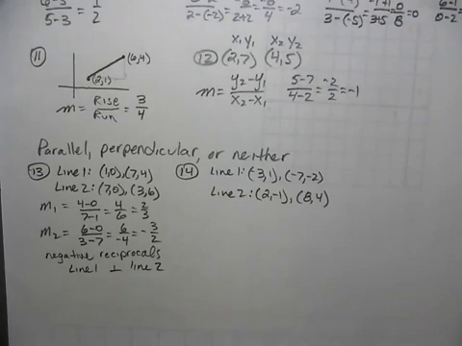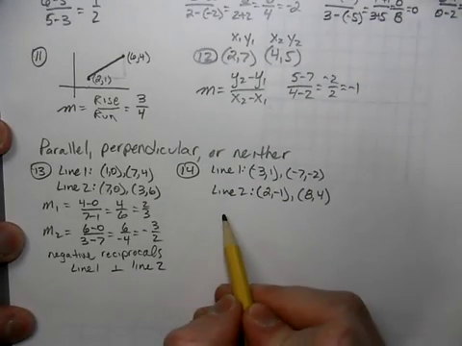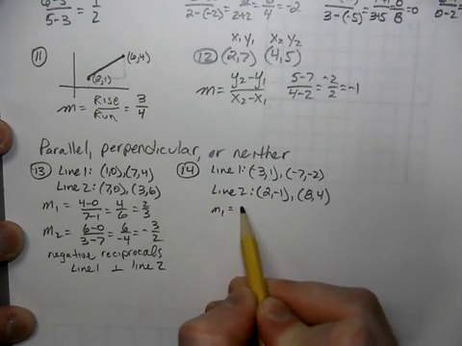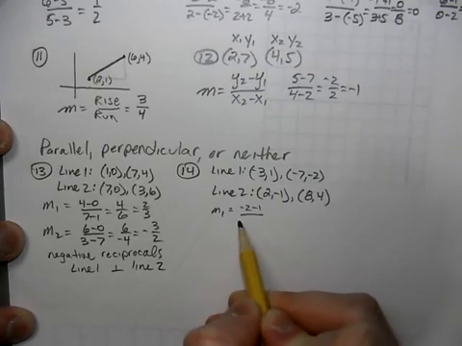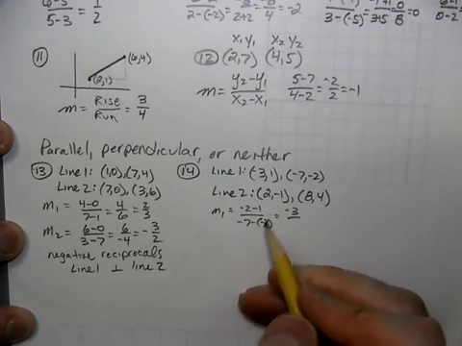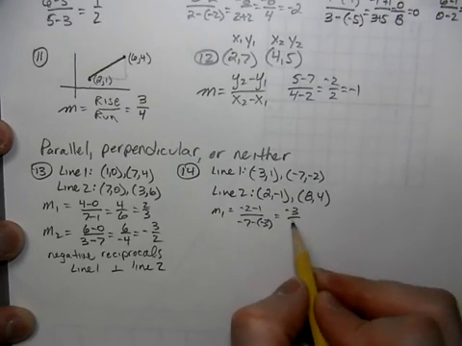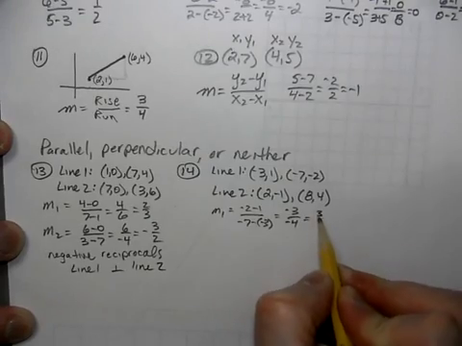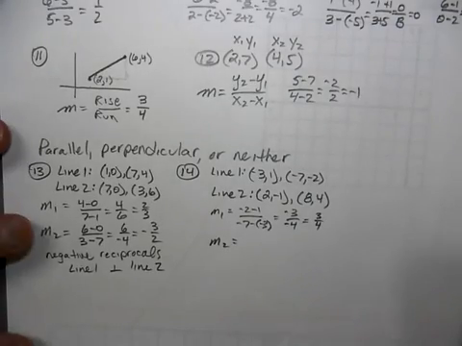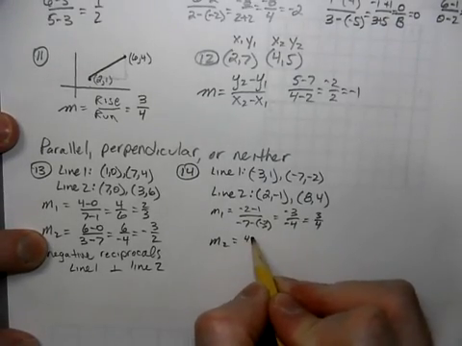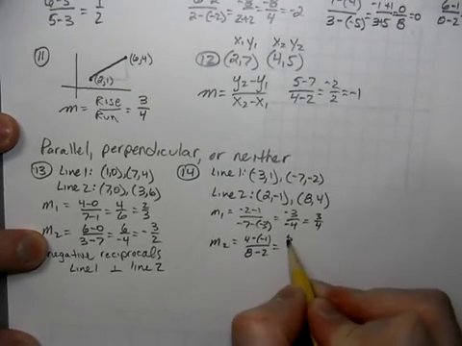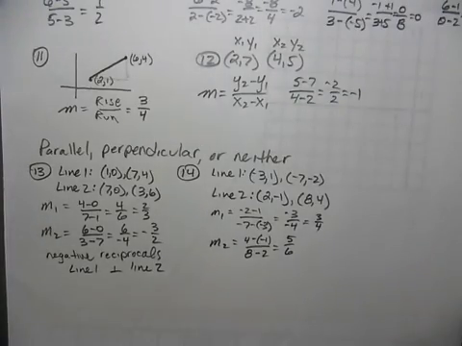For number 14, we're going to look at slope number 1, and that's going to be -2 minus 1, -7 minus a -3, -3 over -7 plus 3, which is -4. That comes out to be 3/4. Slope number 2, 4 minus a -1, 8 minus 2 gives us 5/6. They're different.